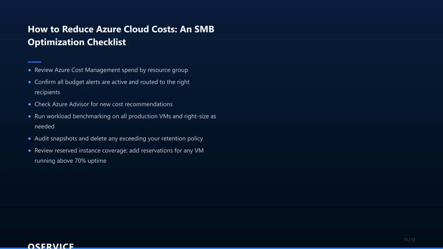Annual tasks. Reassess your RI commitments before renewal. Review Azure subscription structure. Consolidate redundant subscriptions. Benchmark your Azure costs against alternatives and update your architecture if the numbers justify it. Following this checklist consistently, most SMBs can hold Azure cloud spending at 60 to 70% of what they'd pay without any optimization. The Azure Cost Optimization for SMBs 10 Proven Ways Guide provides an expanded version of this checklist with step-by-step configuration instructions for each item.